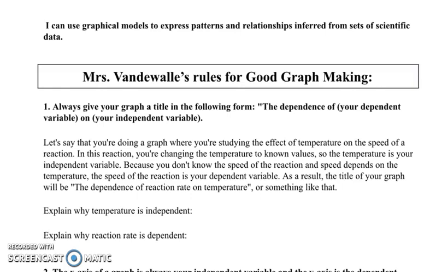Before we go on, let me just make a little side note. If you ever are doing an experiment where time is involved, time is always the independent variable. You cannot affect time. Things are dependent on time. So that's just a good rule of thumb to keep in mind.